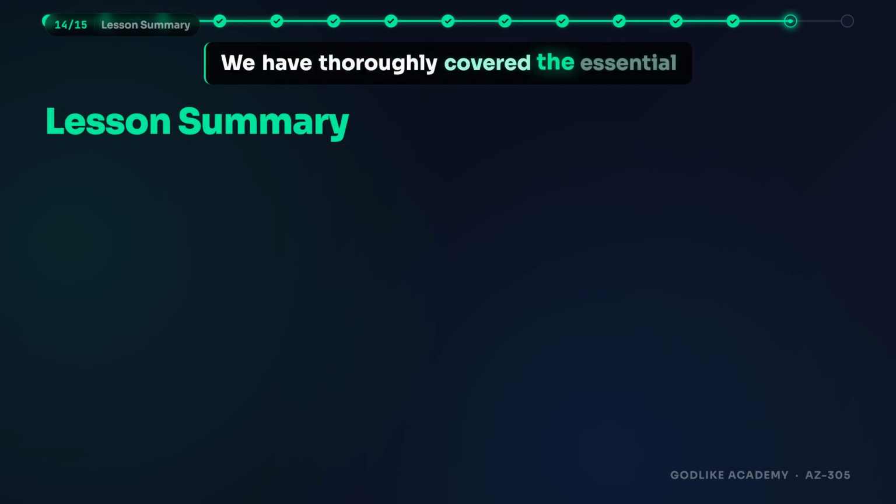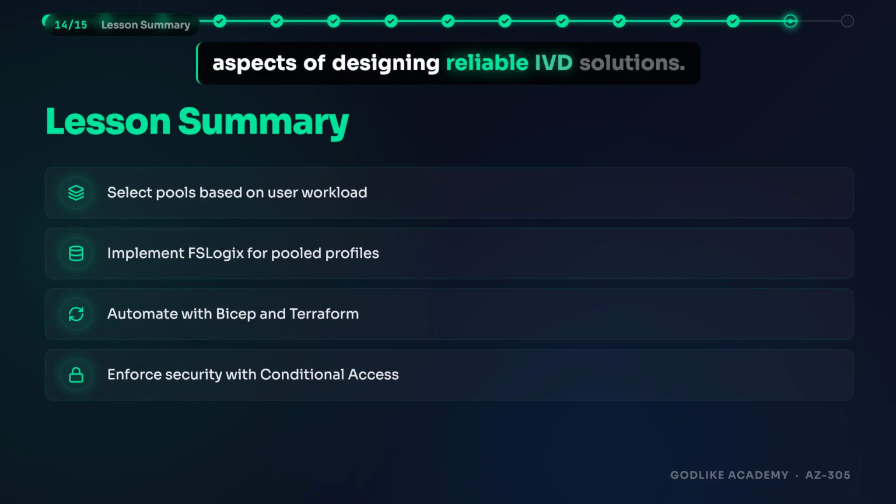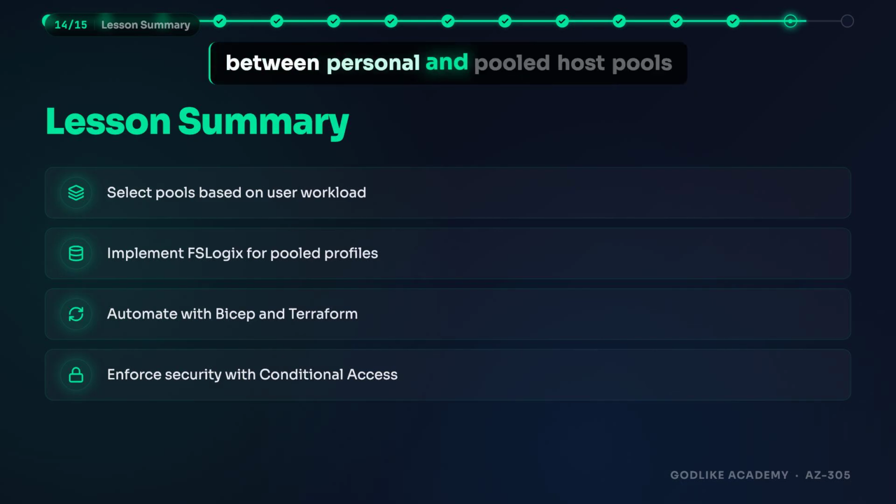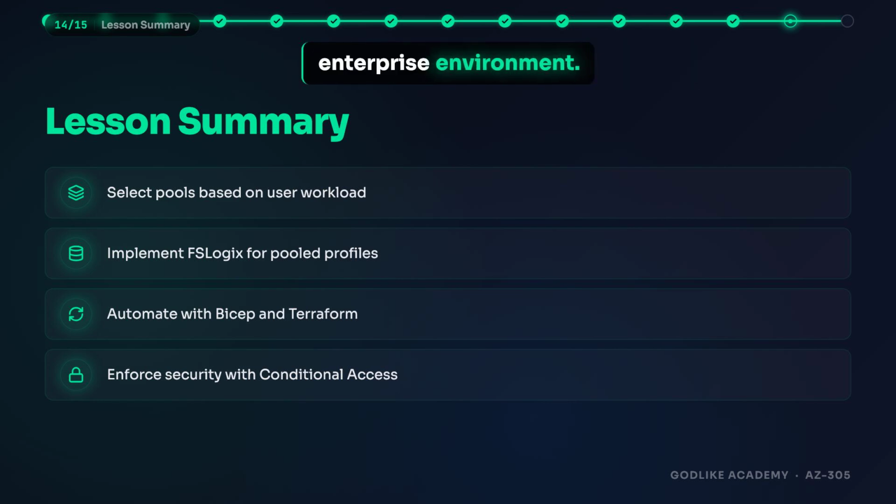We have thoroughly covered the essential aspects of designing reliable IVD solutions. You now know how to choose between personal and pooled host pools based on precise user requirements. We discussed FSLogix for centralized profile management and used Bicep templates to automate infrastructure provisioning. Finally, we reviewed scaling strategies and security controls that guarantee a resilient enterprise environment.